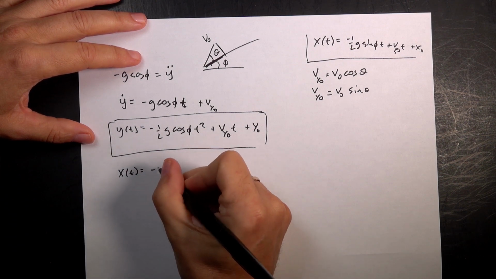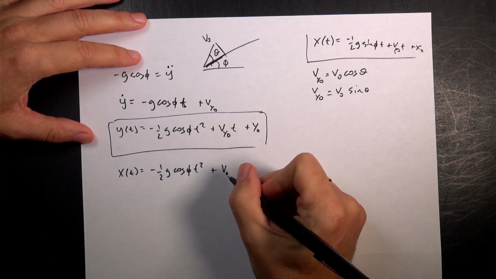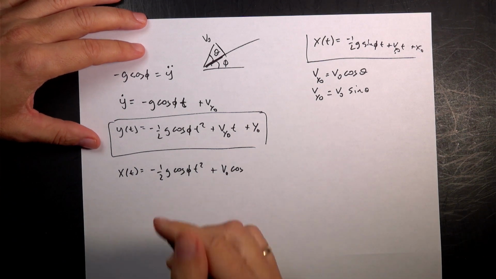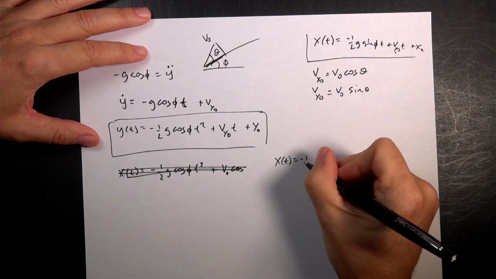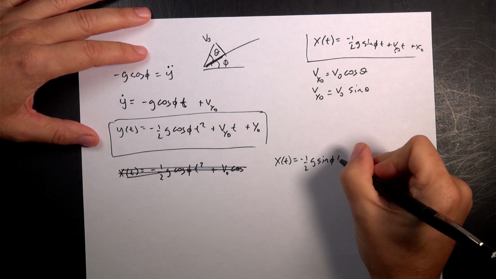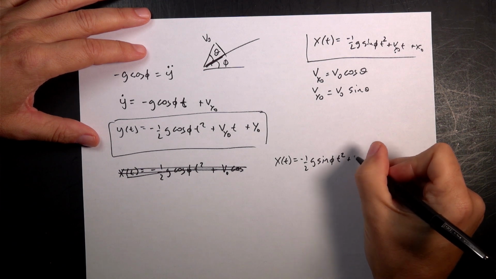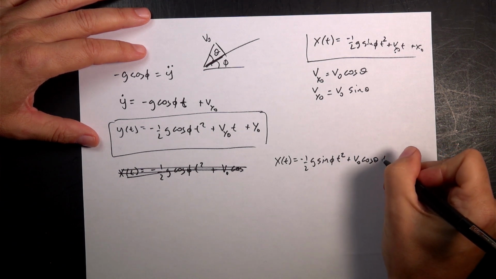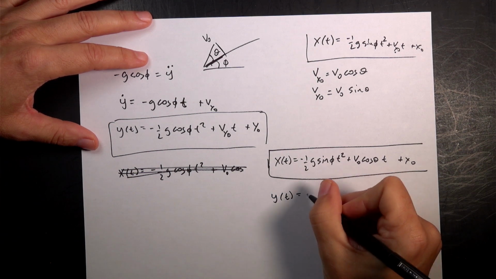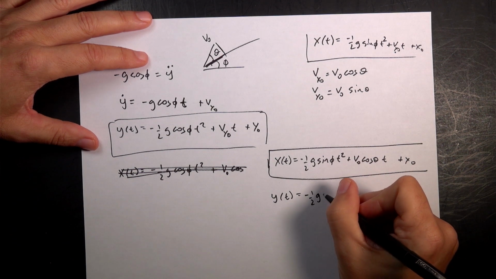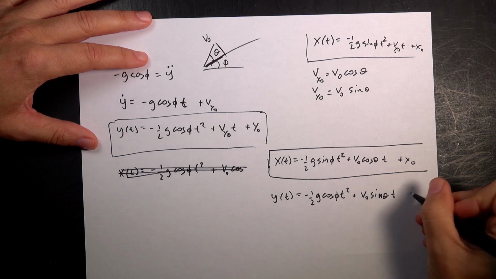X as a function of t, -1/2 g cosine phi t squared plus v0 cosine, wrong, I'm looking it up here. X as a function of t is -1/2 g sine phi t squared. I shouldn't have copied that down. That just threw me off in every single way. Plus v0 cosine theta t plus x0. That is important. And then y as a function of t is -1/2 g cosine phi t squared plus v0 sine theta t plus y0.